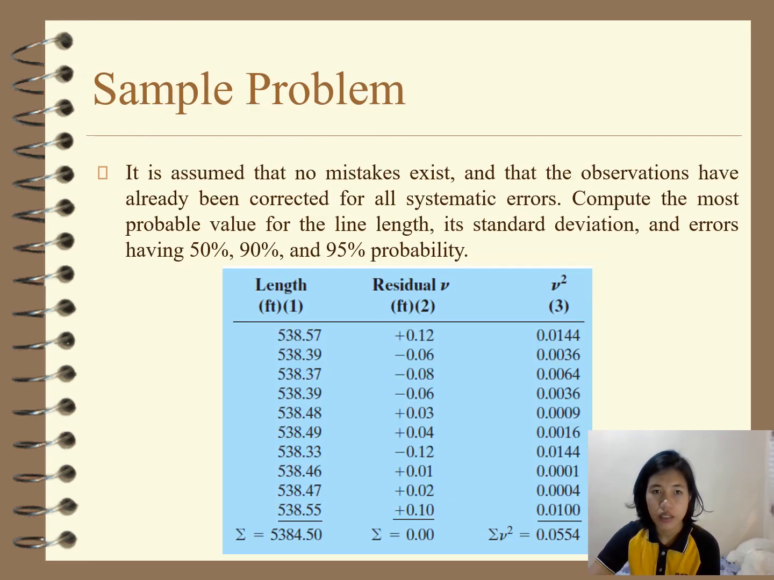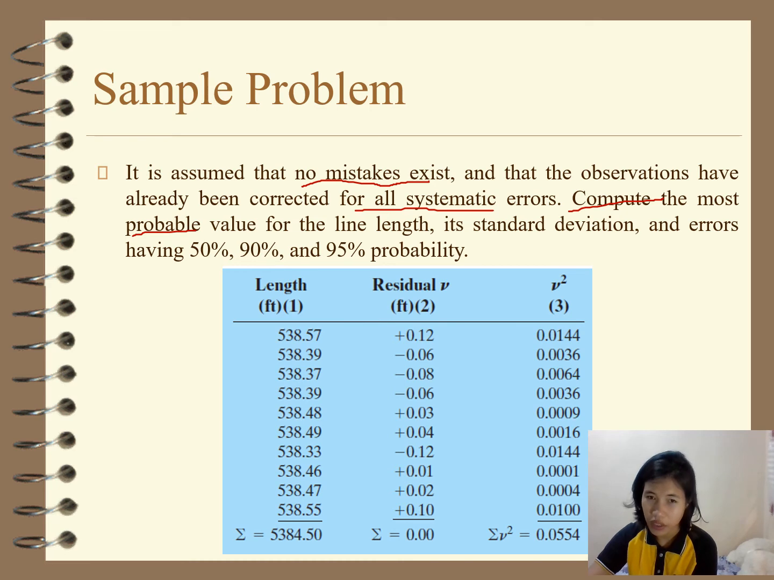Okay? So, I have here a sample problem. Let's solve this one. It is assumed that no mistake exists, so probably no data will fall within 99.7%. And the observations have already been corrected of all systematic errors, which means the remaining errors within this data are the random errors. Now, you are required to compute the most probable value.